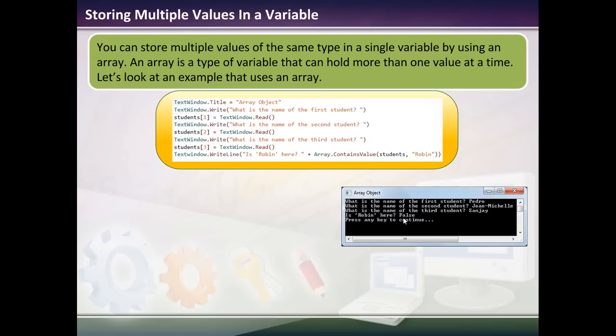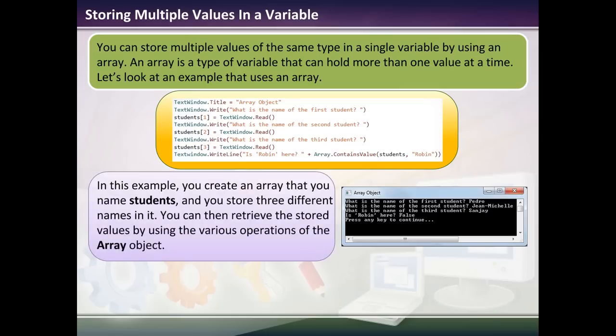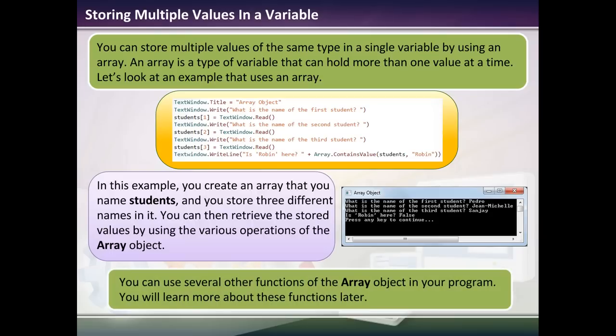So you can store multiple values of the same type in a single variable by using an array. An array is a type of variable that can hold more than one value at a time. In this example, you could create an array that you name students and you store 3 different names in it. You can then retrieve the stored values by using various operations on the array object. You can use several other functions of the array object in your program. You'll learn more about these functions later.